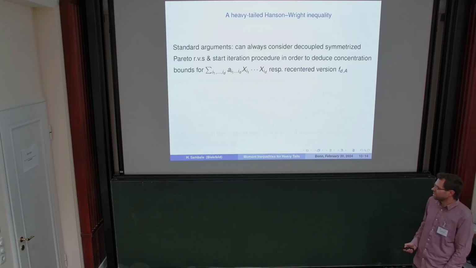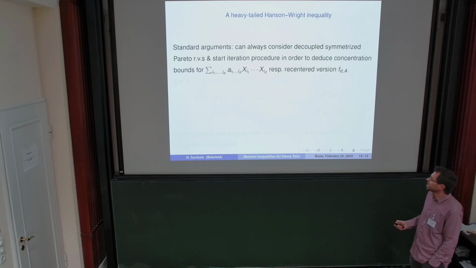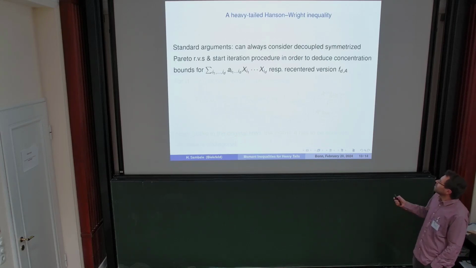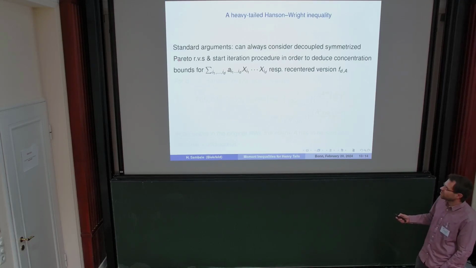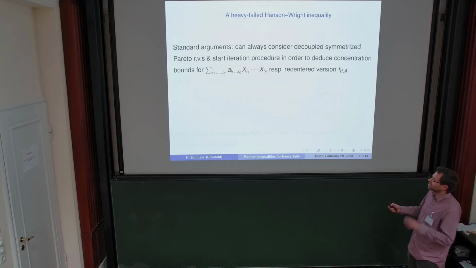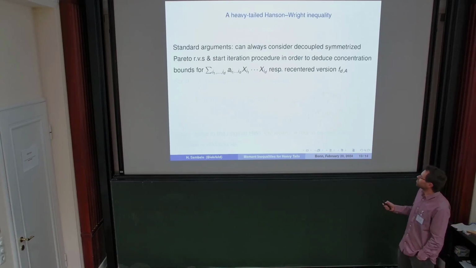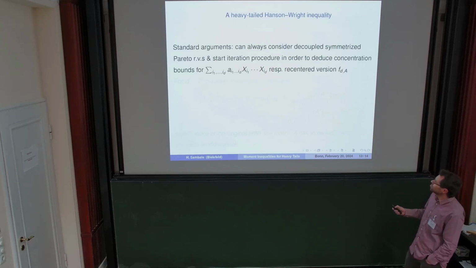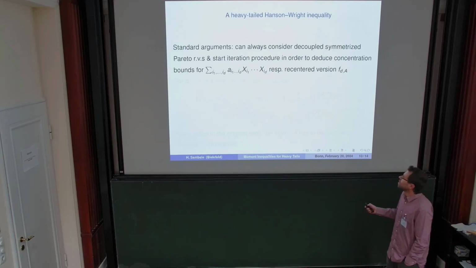The rest are basically standard arguments for everybody who's familiar with all this stuff. You take any random variable of sub-Pareto type, and then you can decouple them, you can symmetrize them, and you can take Pareto random variables as, so to say, a reference measure. And then you can start the usual iteration procedures in order to deduce concentration bounds for functions of this type, even if you have to recenter them, of course. I omit the details here.